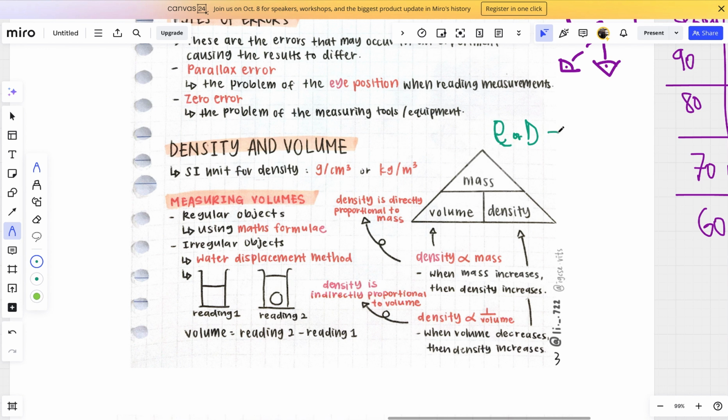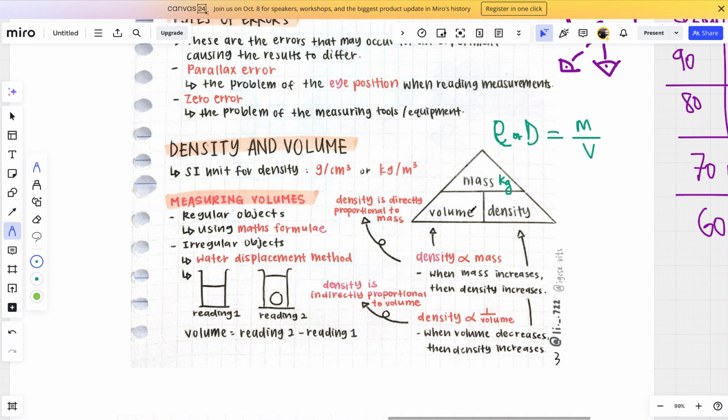The density of an object is the mass of the object divided by the volume of the object. So we have a triangular formula for density. We've talked extensively about mass. The instrument for measuring mass is the beam balance, and the unit of mass is kilogram. The unit symbol is kg.